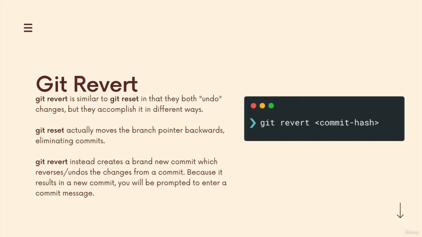Okay, so that's git revert. It will undo a commit by making a new commit that undoes the changes.